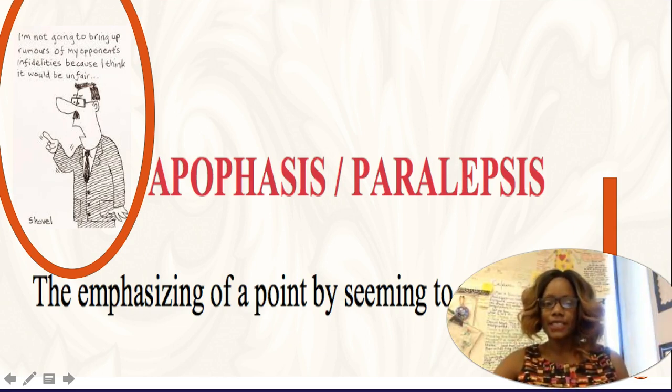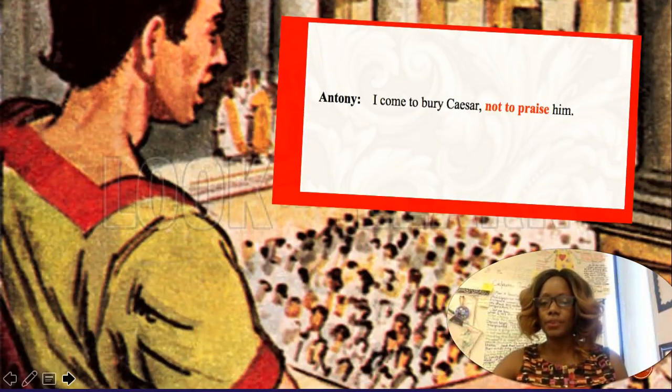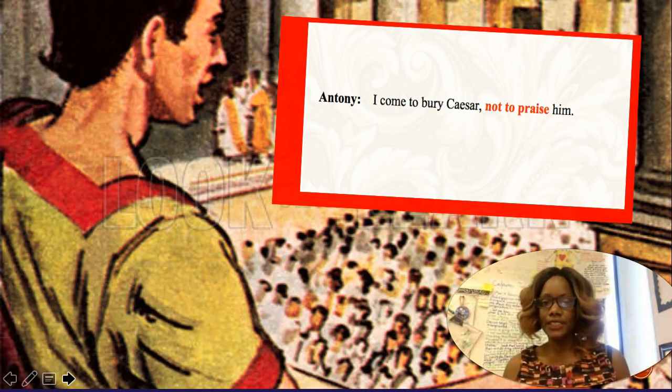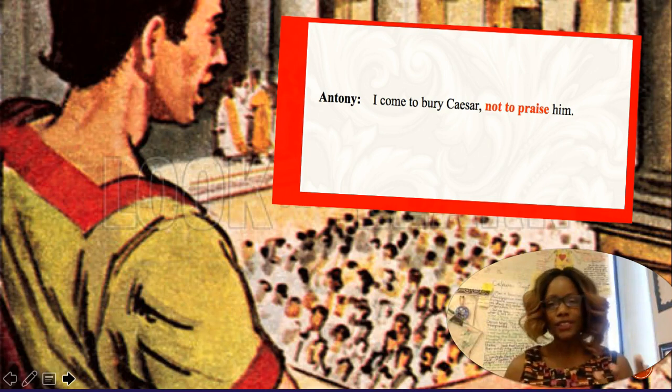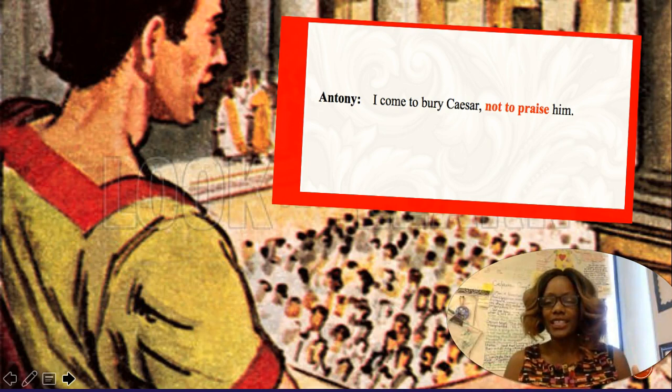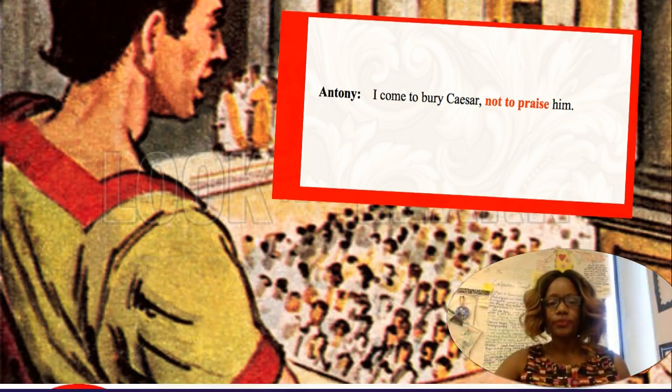Let's take a look at an example of what it looks like in the play. Now here it is. Mark Antony is in his speech, and part of it says, I come to bury Caesar, not to praise him. Now, come on, Antony. We know you're here to praise him. You want all of us to praise him, and you had to deny that fact for us to really get it. And so that is apophasis in a nutshell.